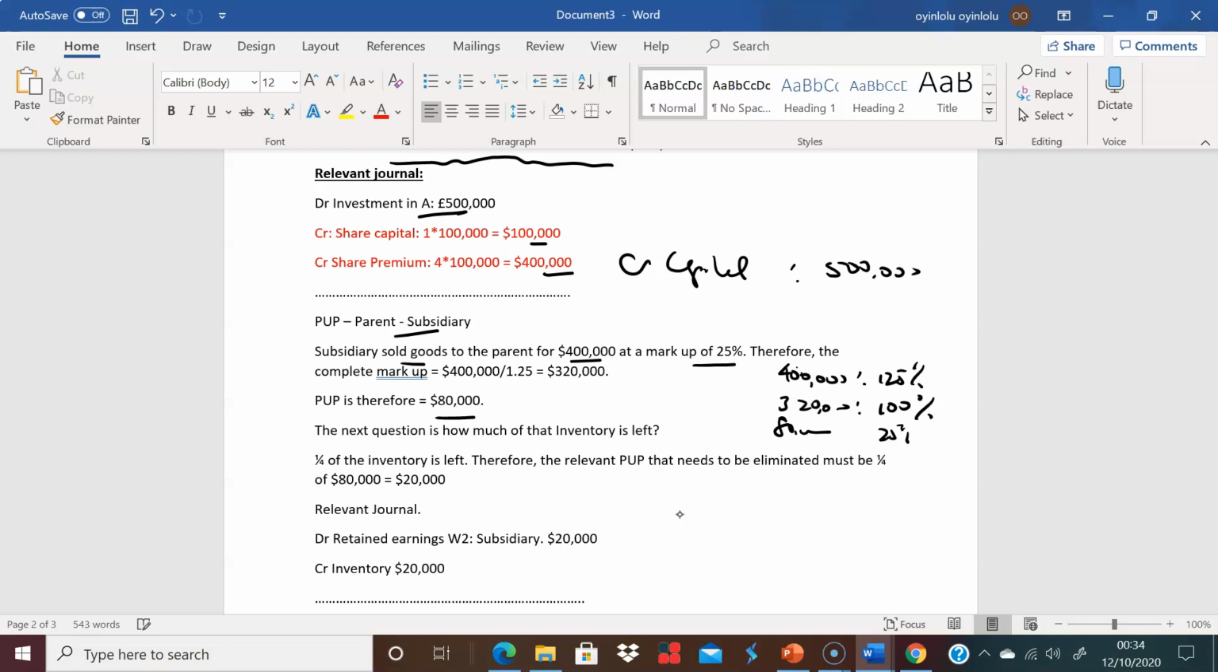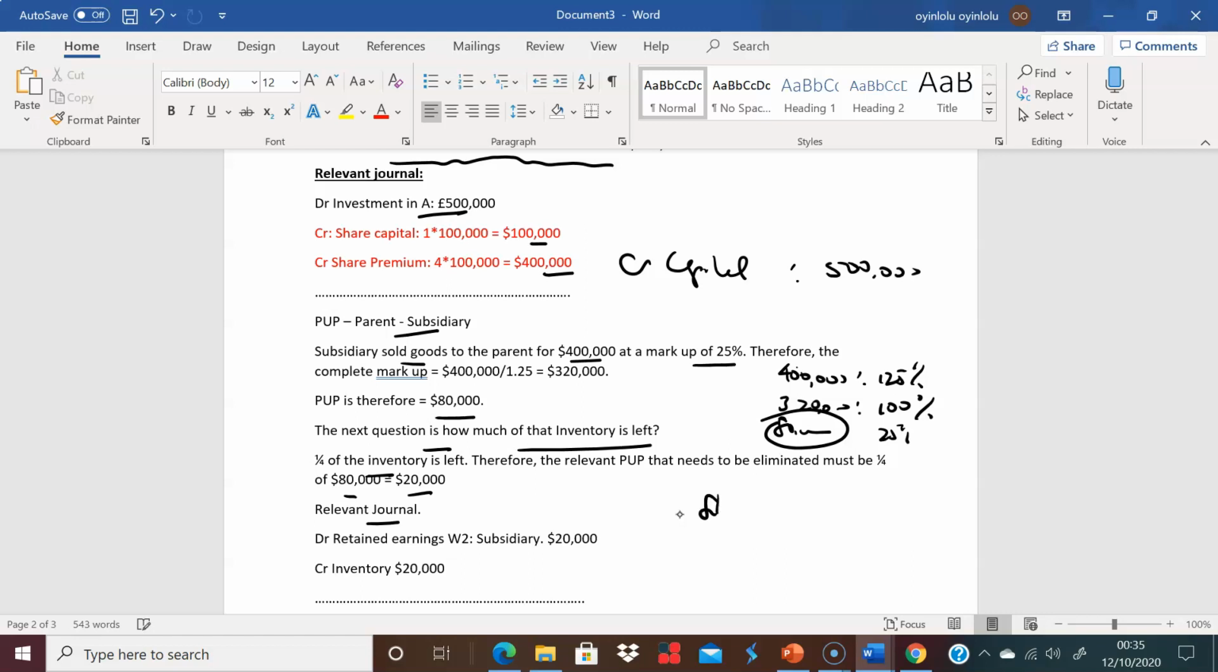I'm teaching this, so I'm doing it this way so you understand what the full situation is. Then I need to ask myself, the next question is how much of the inventory is left? A quarter of the inventory is left. So therefore, the relevant perp that needs to be eliminated is a quarter of 80,000, which is equal to 20,000.